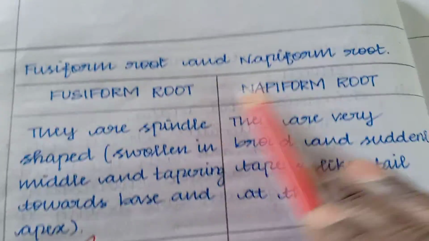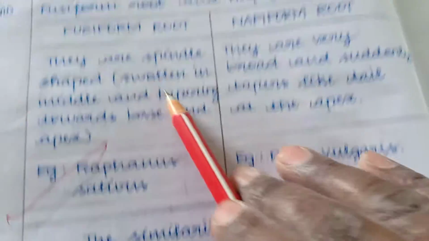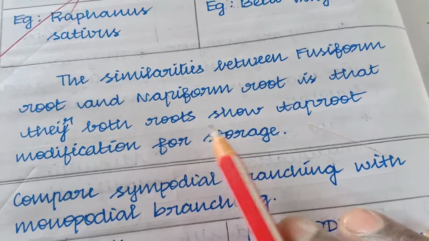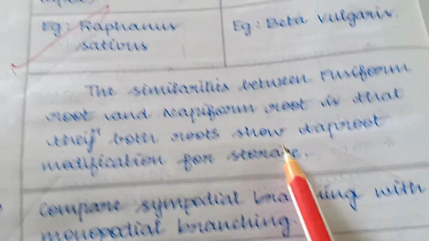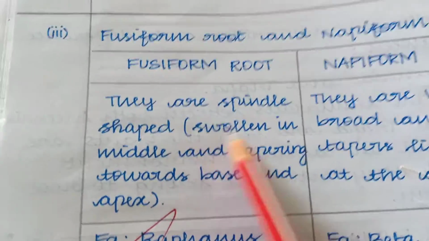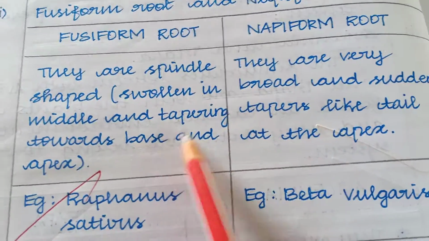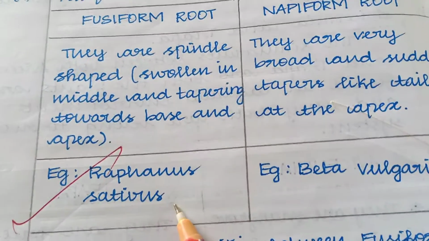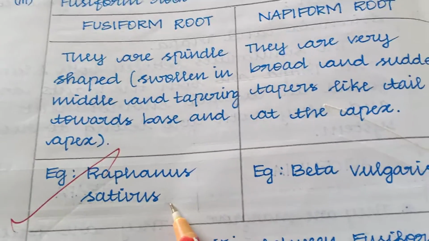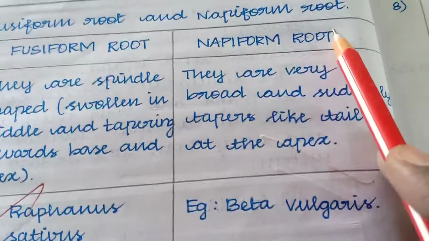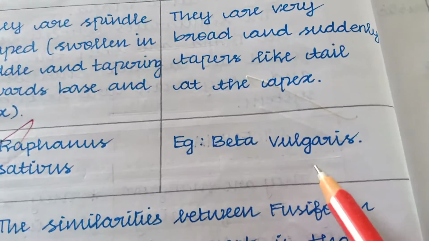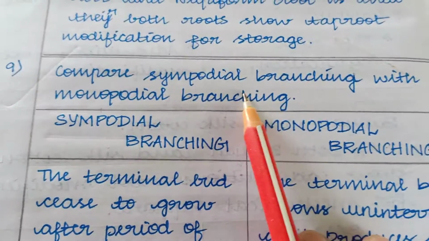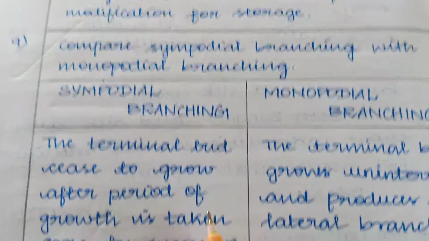Third one is fusiform and napiform. Similarities: both are roots showing taproot modification for storage. And the difference is they are spindle shaped, swollen in middle and tapering towards the base. Example Raphanus sativus, which is radish. And napiform, they are very broad and suddenly taper like a tail at the apex. Example Beta vulgaris, beetroot.